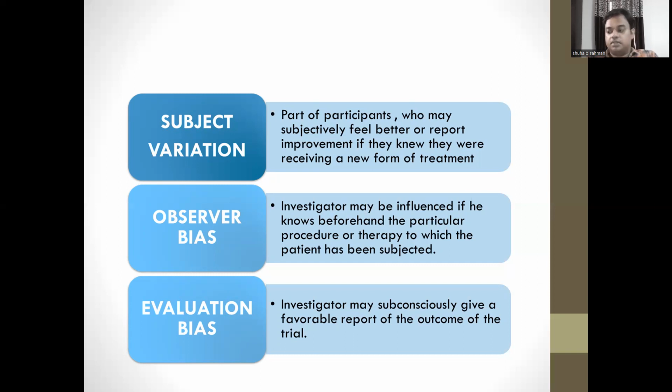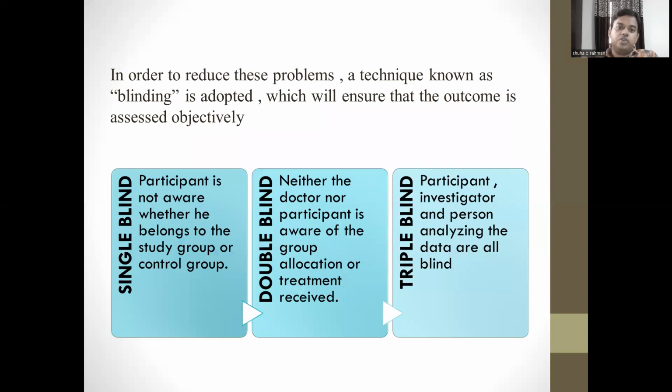And how to counteract this? There is a technique called blinding. In order to reduce these problems, a technique known as blinding is adopted to ensure that the outcome is assessed objectively. The first one is single blind: the participant is not aware whether he belongs to the study group or the control group. That addresses subject variation. Then double blind: neither the doctor nor the participants are aware of the group allocation or the treatment received. The third one is triple blind: the participant, the investigator, and the person analyzing the data are all blind. At least double blinding has to be done in studies, which will improve the internal validity of your studies.